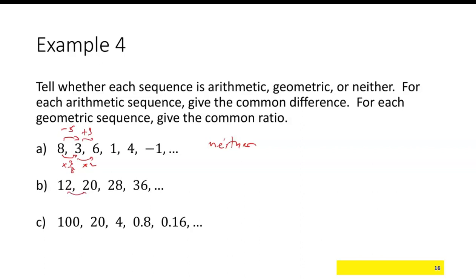For part B, I would add 8, then add 8, then add 8. So this is arithmetic, where the common difference is 8.